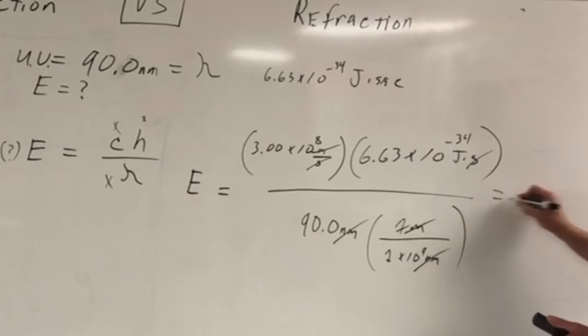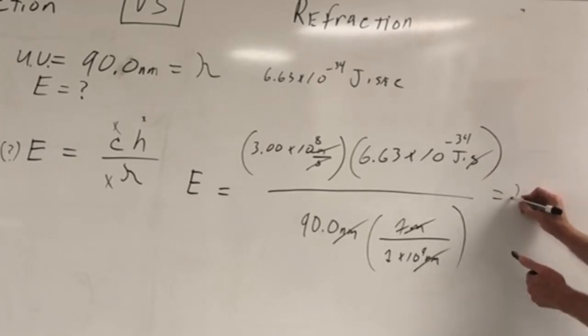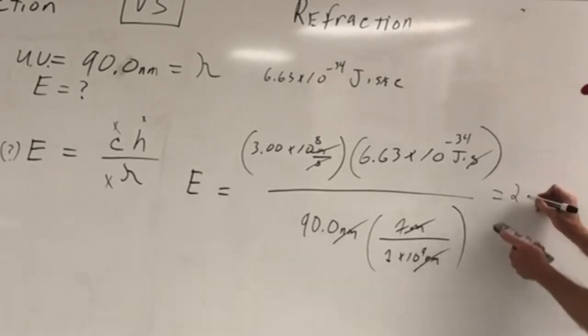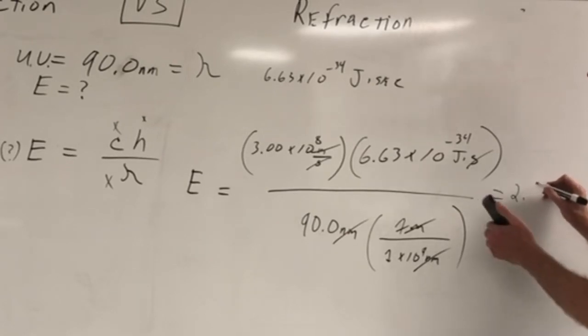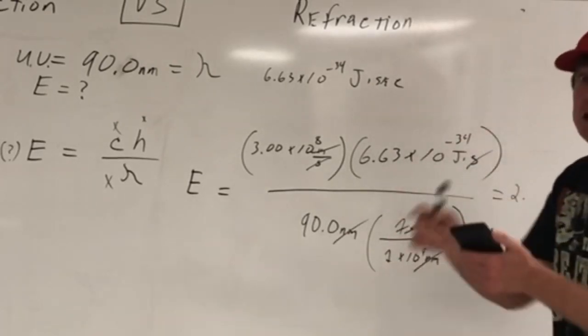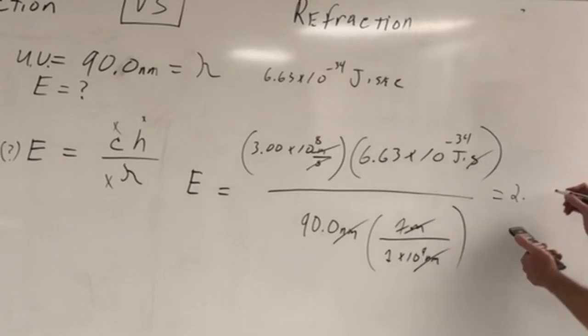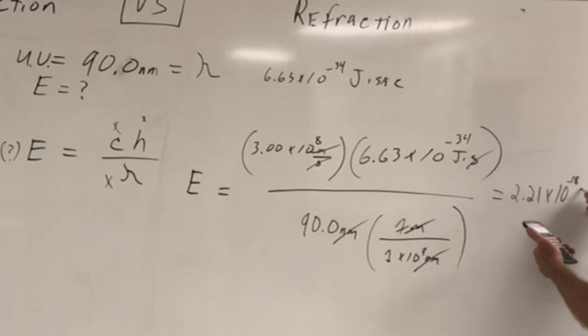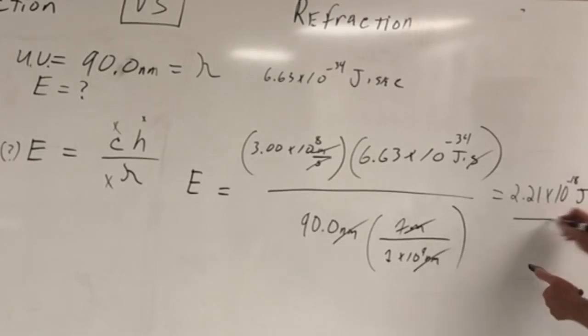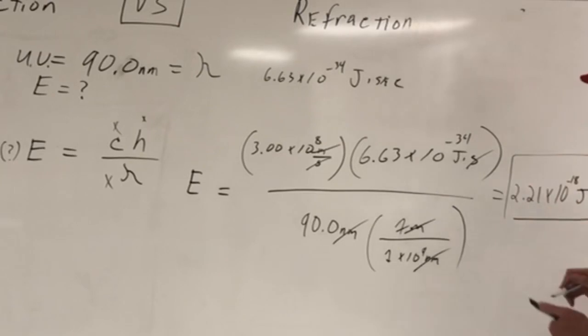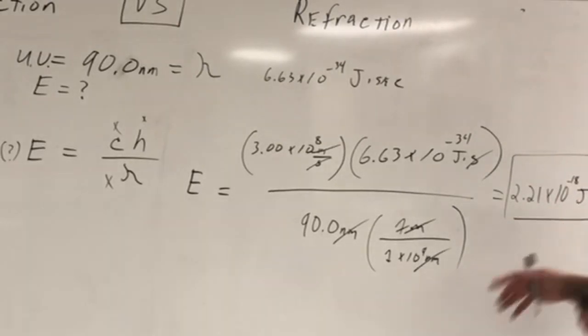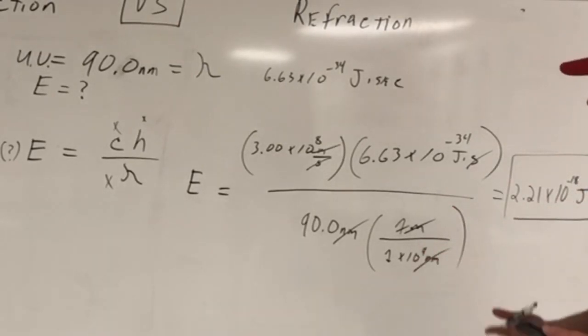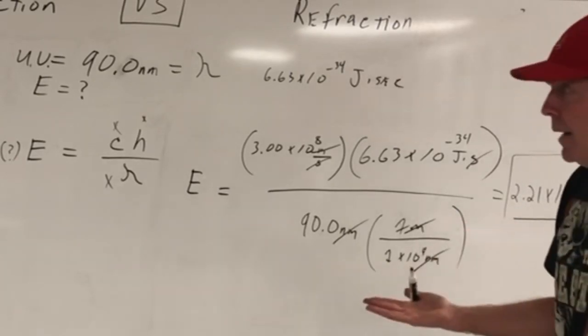I'm going to come out with an answer in joules, and it looks like I'm going to get this after I plug in. I plugged in after I chugged. The chug is the calculator here. 2.21 times 10 to the negative 18th joules. And again, that's joules per 1 photon. All right, that's not bad.